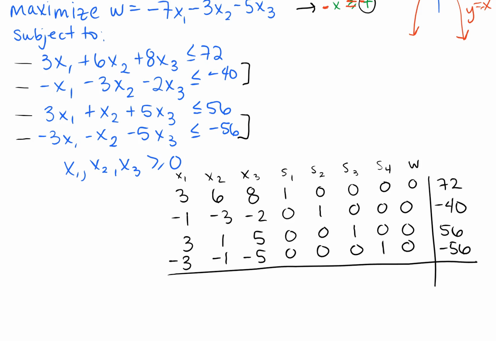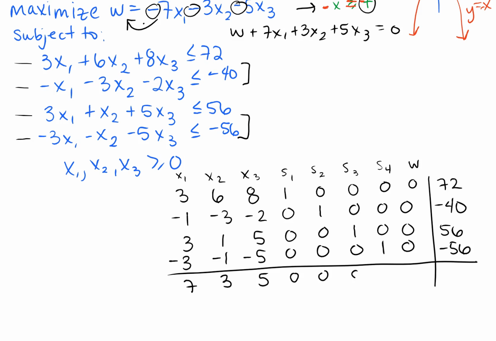And last but not least, we need our W row. And so, remember, when we write W, we're really saying we're moving the W to the same side as the x1, x2, x3. So we have negative 7x1, negative 3, we're going the other direction. Not moving W to the x's, but moving the x's to W. So we have W plus 7x1 plus 3x2 plus 5x3, and this equals 0. So our coefficients in that bottom row are all going to be positive because originally in our W function or equation, they were negative. So we'll have a positive 7, a positive 3, a positive 5, 0, 0, 0, 0 until we get to W, that'll be 1, and then 0 in the constant. And so this would be our initial tableau.